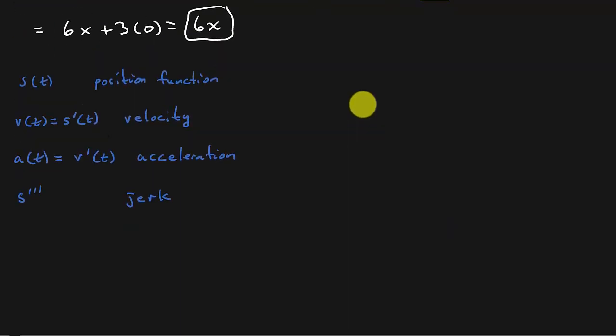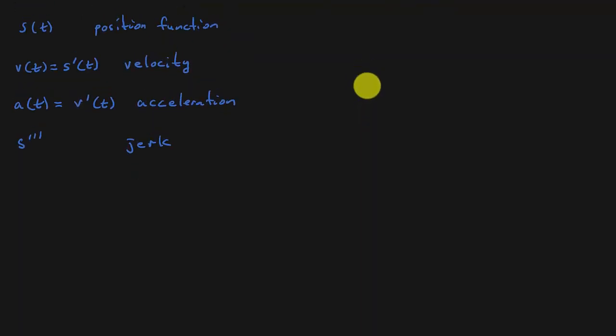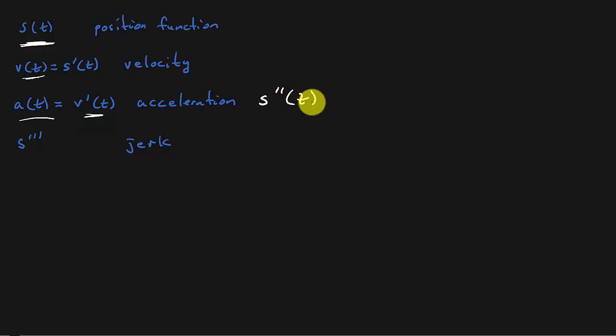We don't have any more problems to work, but let's just talk about this a little bit. You've probably worked some problems so far with the position function, velocity, and acceleration. If we have a position function s of t, then the velocity is the derivative of the position function. If we take the derivative of the velocity function, that gives us the acceleration. So the acceleration is the second derivative of the position function.